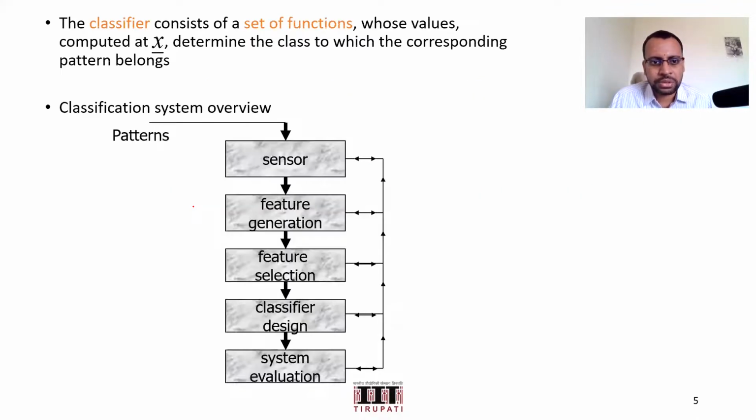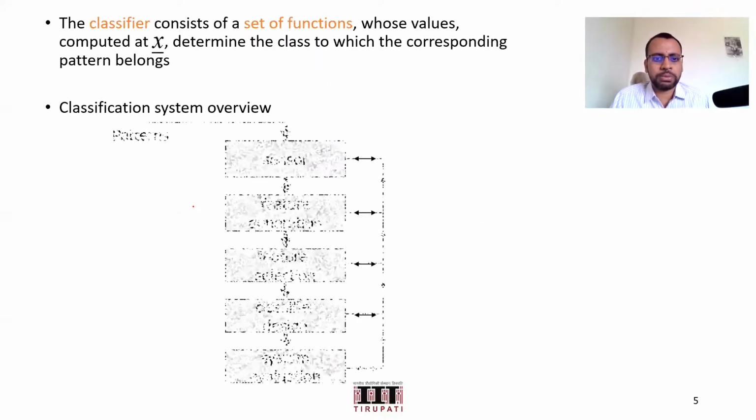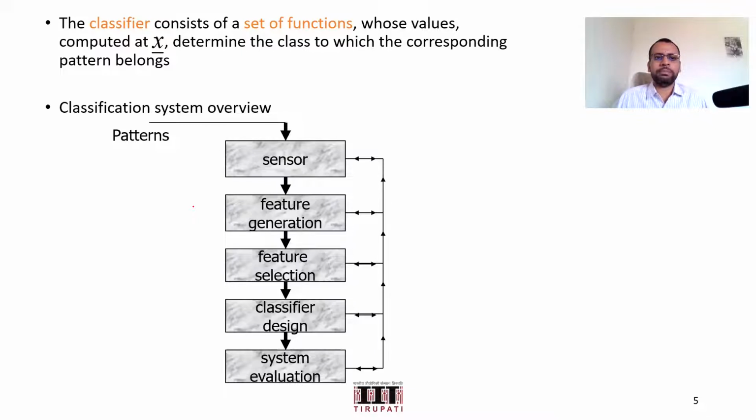Okay, this I had made. And now let me put the whole stuff here and tell me. Here we are trying to see what could be the overview of a classification system we are taking a look at.